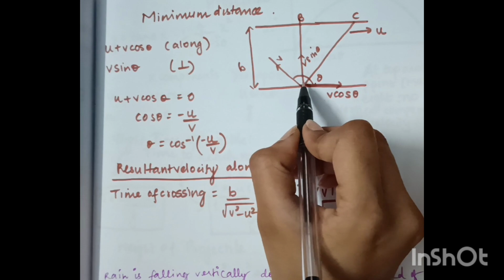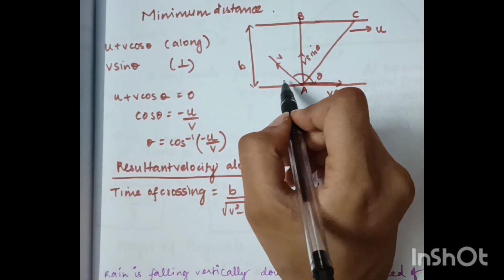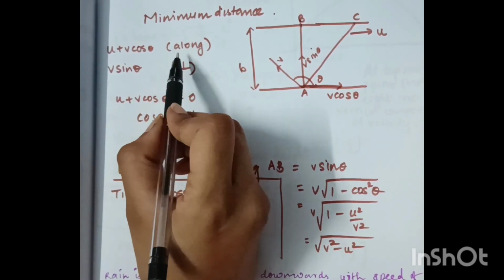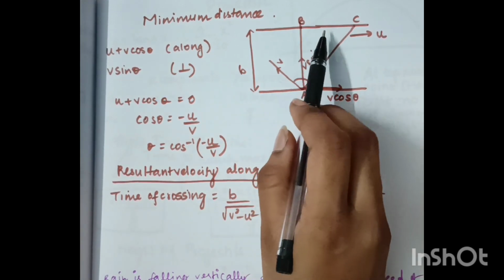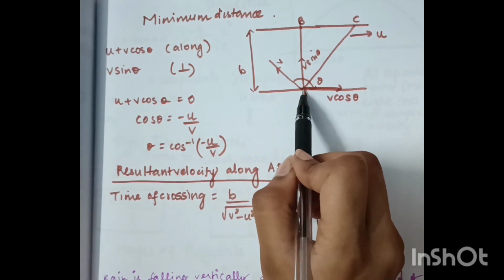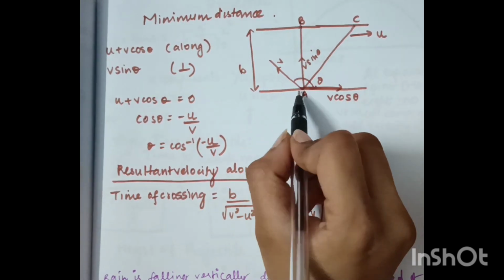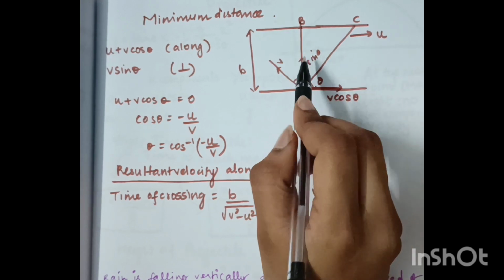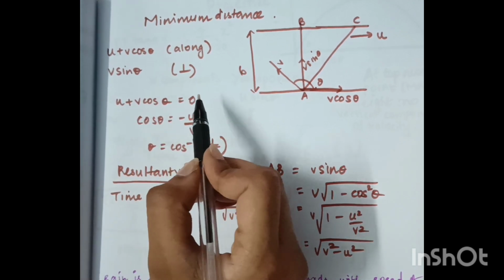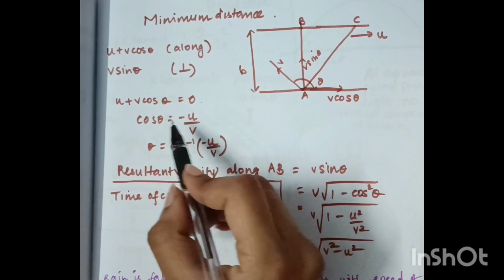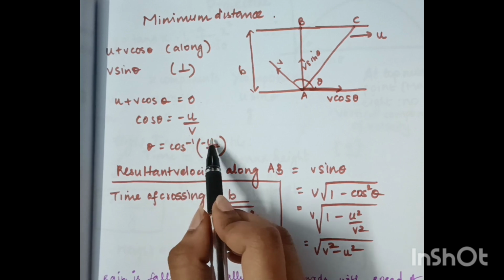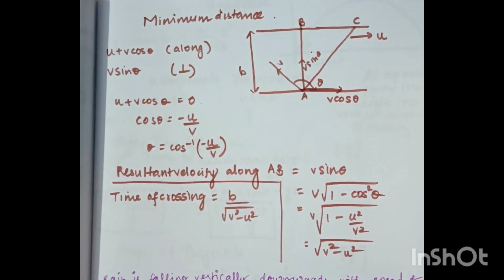Now here he is placed finally here, so his velocity along the flow was 0 because there is no drift. If there is some drift, then we can say there is some velocity along the flow, but he has started here and finally he is placed here, so there was only one velocity, that is v sin theta, the total velocity. So we can say u plus v cos theta equals 0 because along the flow there was no velocity. And see, cos theta equals minus u by v, theta equals cos inverse of minus u by v. This is one important result we are obtaining from this.